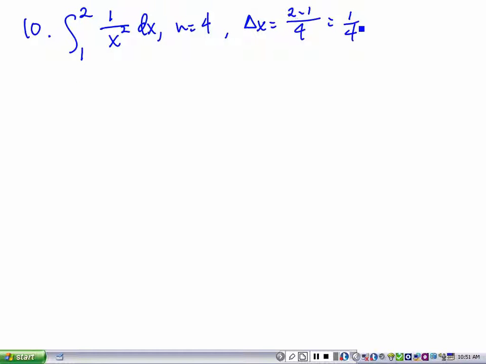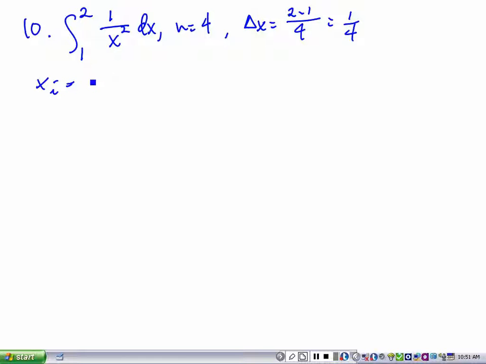We have this integral from 1 to 2 of 1 over x squared dx, where n is equal to 4. We want to use the trapezoidal rule, Simpson's rule, and then integrate directly. So we first need delta x. Delta x is (2 minus 1) all over 4, which gives us 1/4.